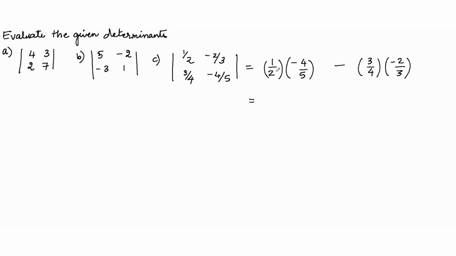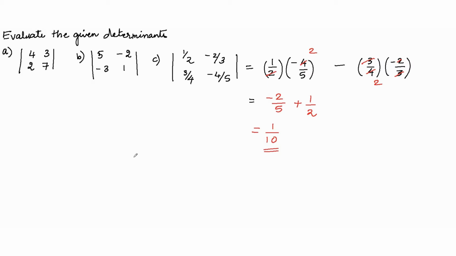So 2 and 4 get simplified by 2. So this is minus 2 by 5. Minus into plus is minus, and that into minus is plus. So this is plus. 3 cancels, and 4 and 2 also simplify by 2. So it becomes minus 2 by 5 plus half, and therefore this becomes 1 upon 10. So if you calculate the LCM, the answer will be 1 upon 10.